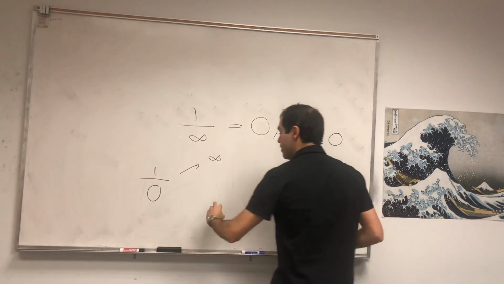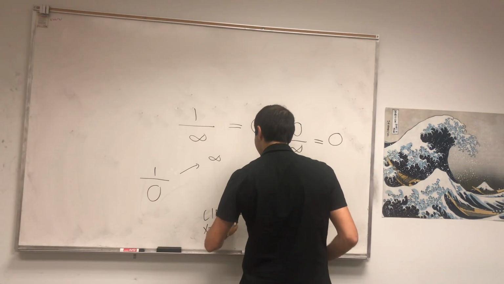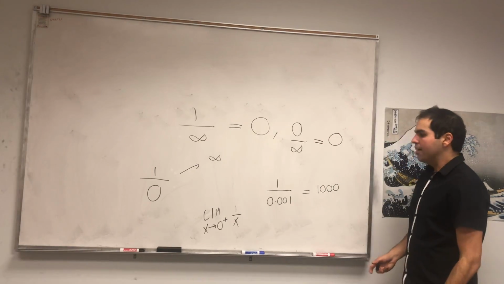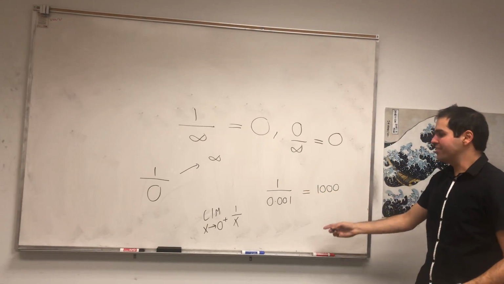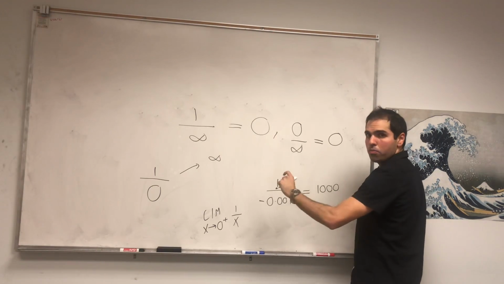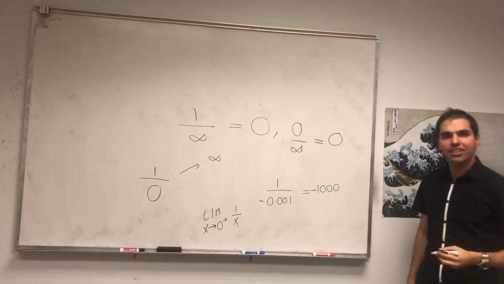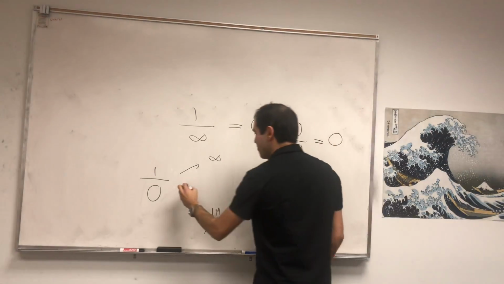Think of the limit as x goes to 0 plus of 1 over x. Similarly, it could be minus infinity if you just replace this with minus. 1 over a small negative number, that's minus 1,000, which you can model as being minus infinity.